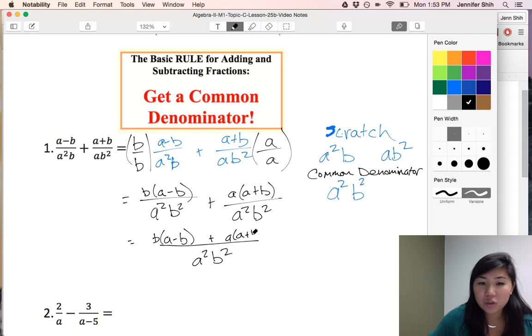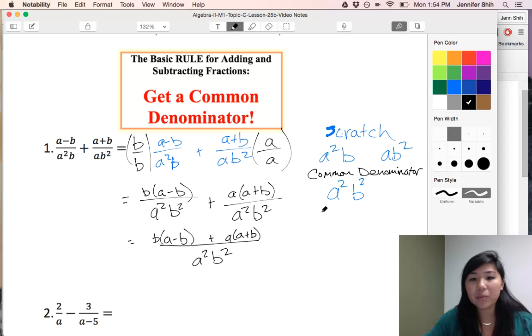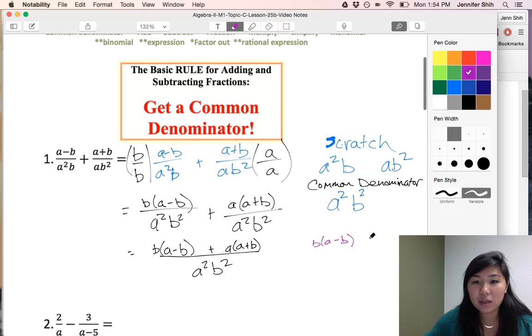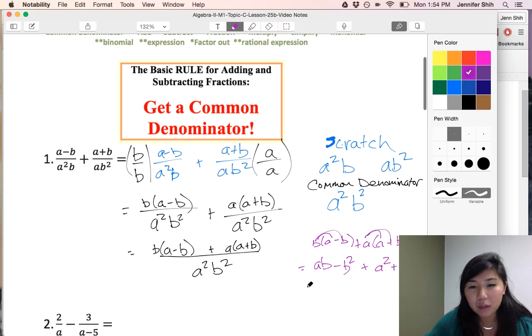And notice I'm just writing it down right now. I do have to expand and then simplify the numerator, but to do so, I'm going to use my scratch work over here. So b times a minus b plus a plus b. I'm going to distribute: ab minus b squared. I'm going to distribute again, plus a squared plus ab. And I'm going to simplify. That makes 2ab. This makes an a squared, and then I have a b squared.